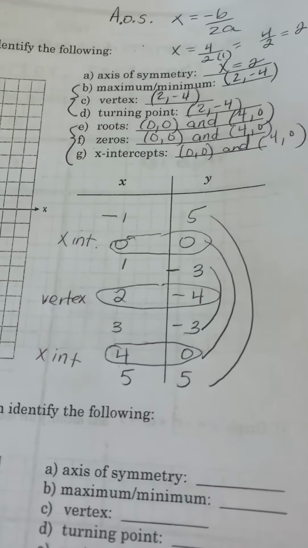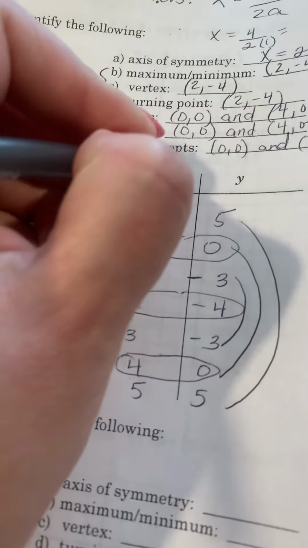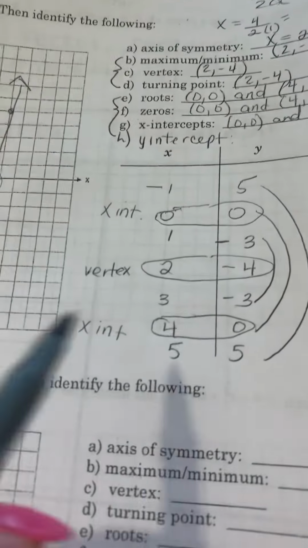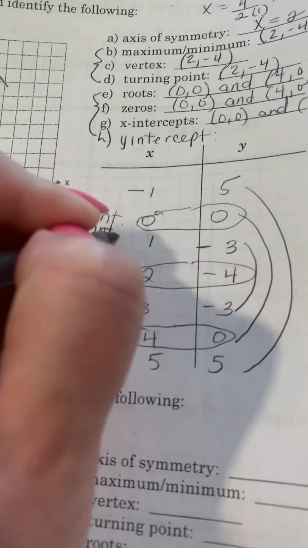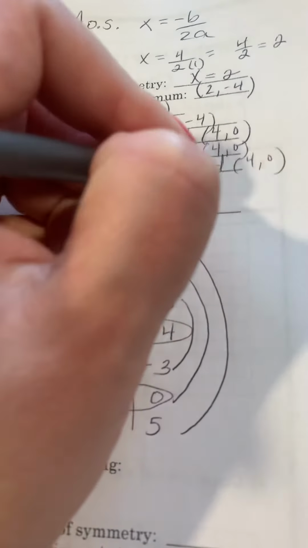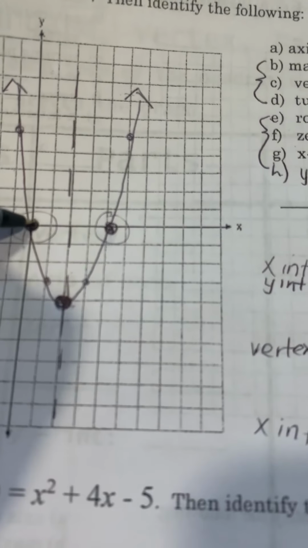The last thing is the y-intercept, which I don't know why I don't have on here. Let's add that as part H. The y-intercept is where x is 0. So again, that would be here at 0, 0. It's also the y-intercept for this one because x is 0 there. So it would be 0, 0. And you can see that's where the graph hits the y-axis at this point.